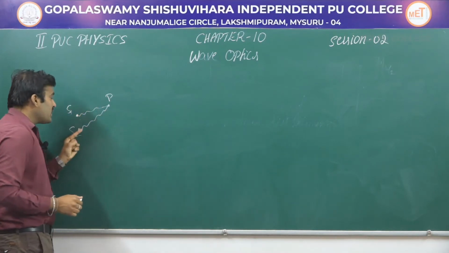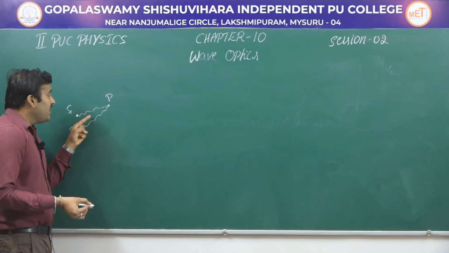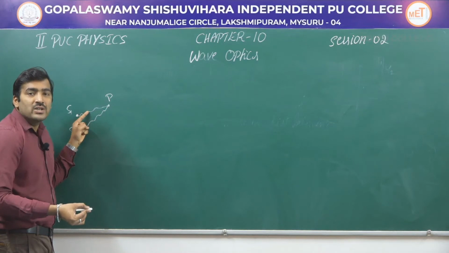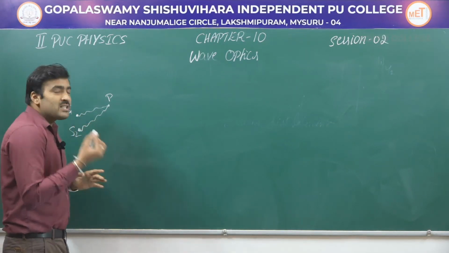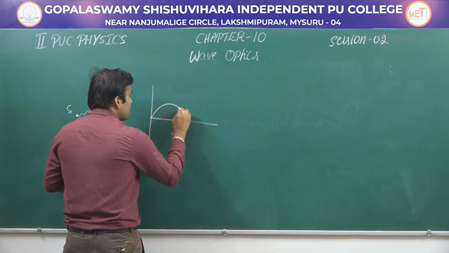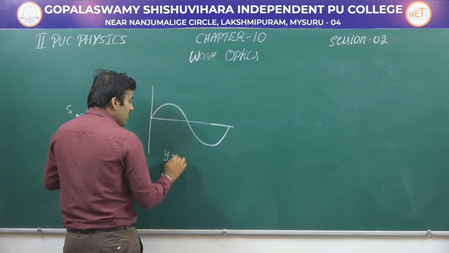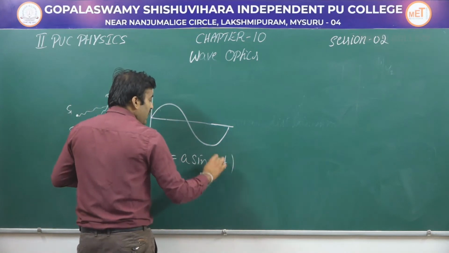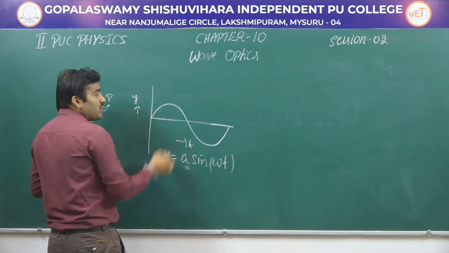The two sources are said to be coherent sources whenever they emit light waves having the same frequency and zero or constant phase difference. How do we understand this? If two waves are acting at a point, this is the first wave, and the displacement of this wave is y1 = a sin ωt. This is time t and this is displacement y, where a is the amplitude of the wave.